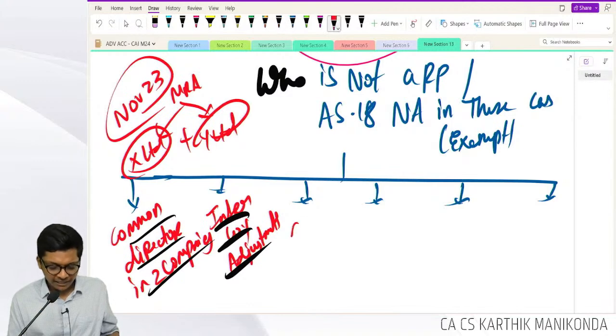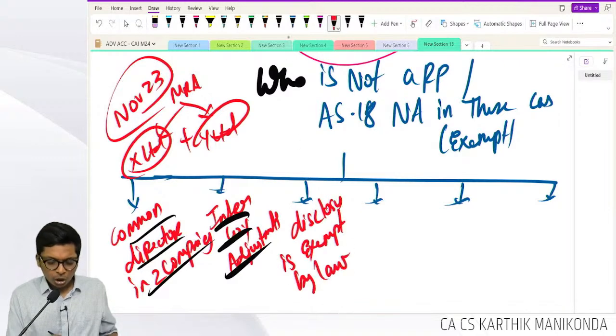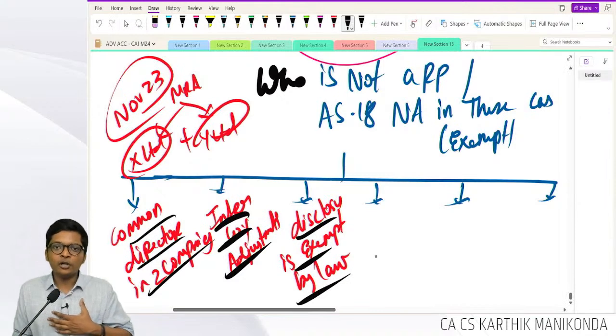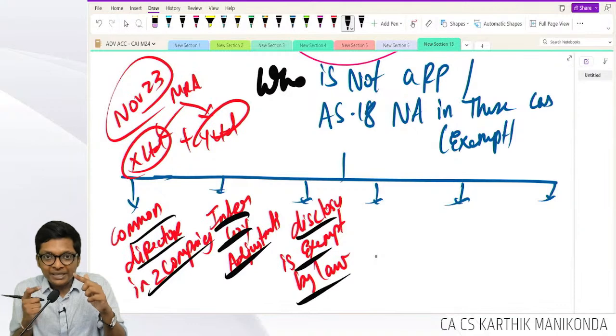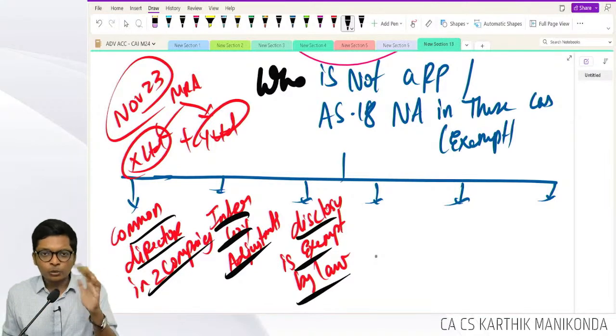Next, where the disclosure is exempt by law. Law is telling you no need to disclose. For example, Banking Regulation Act. I am the chairman of ICICI Bank. I am a related party. Yes, because I am KMP for ICICI Bank. I am related to ICICI Bank.